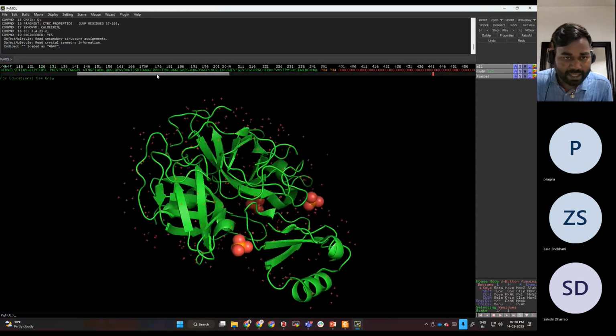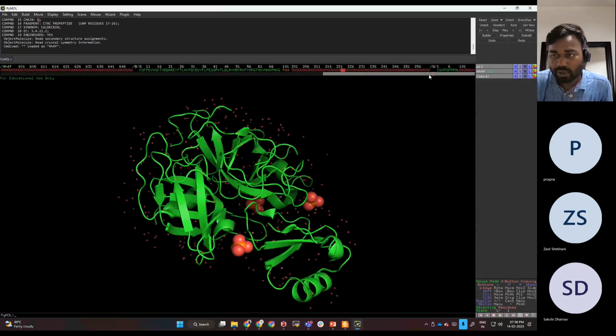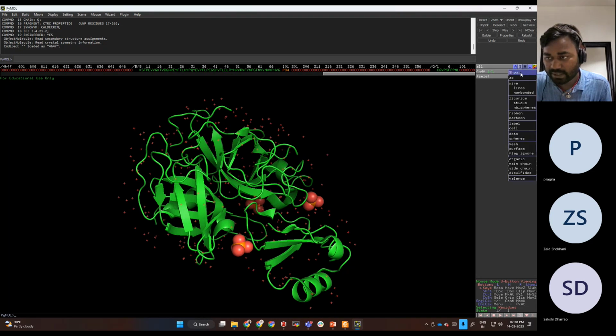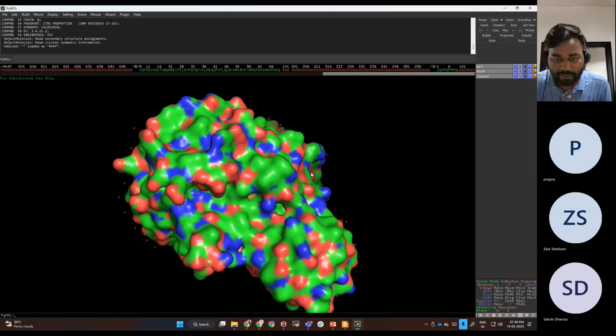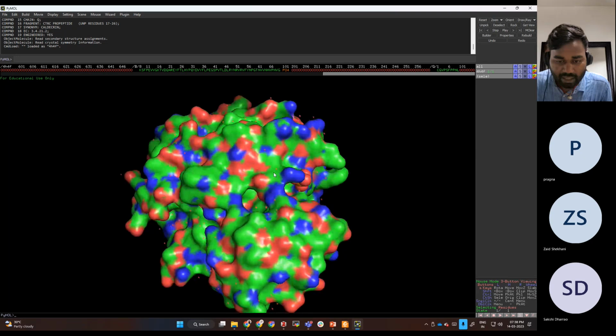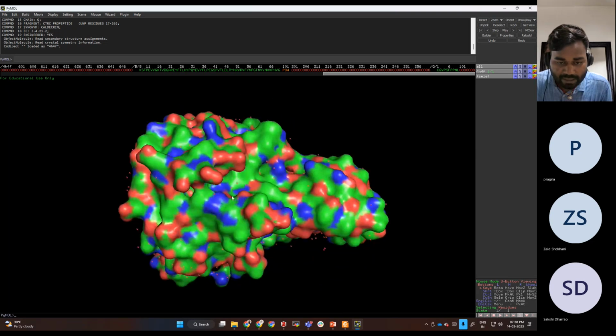If you select any of these, in PyMol you can do any kind of visualization. These tabs are for visualizing any state. Like here, if you want to show the complete structure as a surface, you click surface and it will appear as a surface. Now in this surface form, you can see the binding pockets.